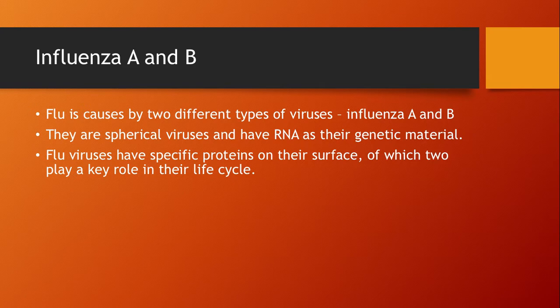There are actually two types of influenza, or flu. Flu is caused by two different types of viruses, influenza A and influenza B. They are spherical viruses and they have RNA as their genetic material. These viruses have specific proteins on their surface, of which two play a key role in their life cycle.